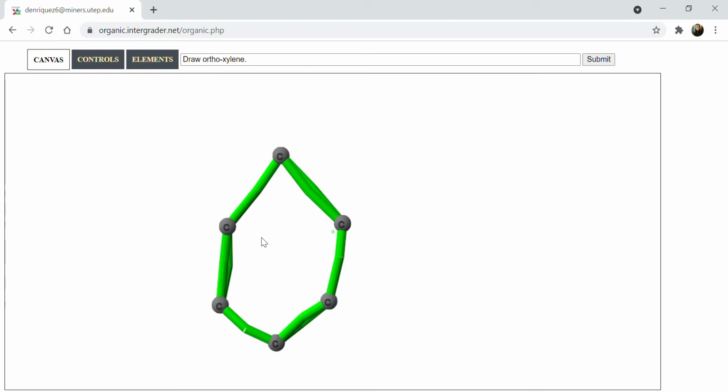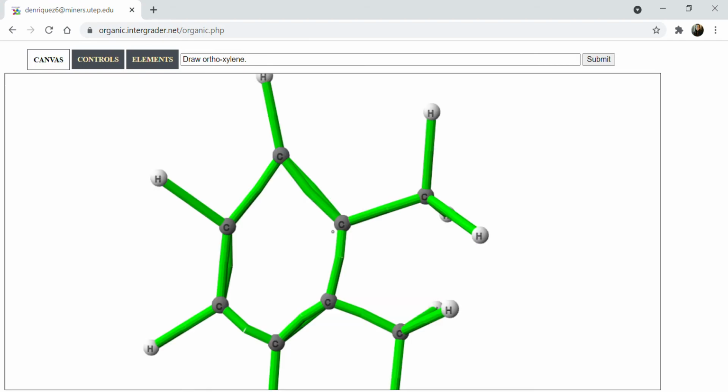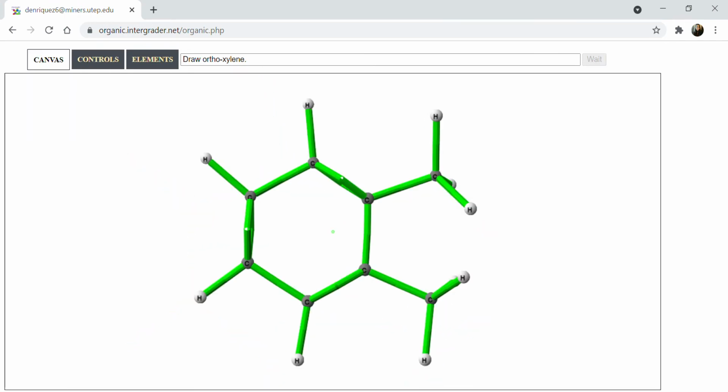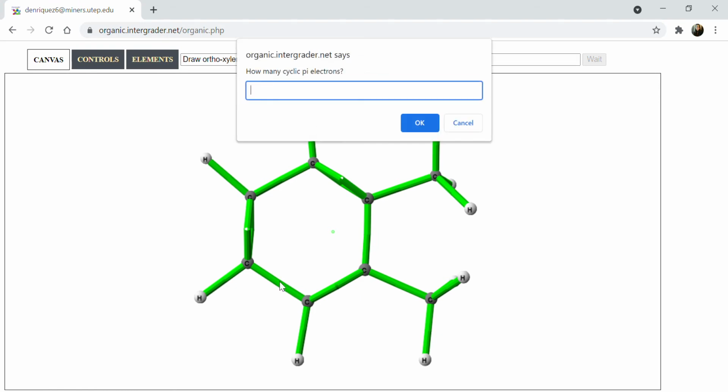So I just added my double bonds. I add my methyl at the 1 and my other methyl at the 2. Add my hydrogens. And let's see if it has us do the cyclic pi electrons. So we just counted twice, 1, 2, 3, 4, 5, and 6.